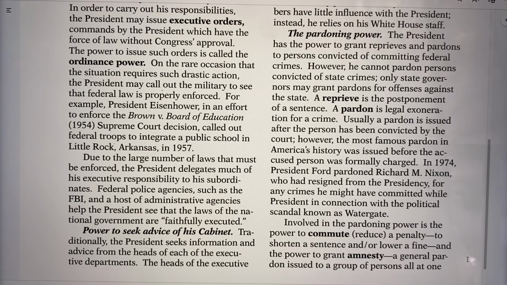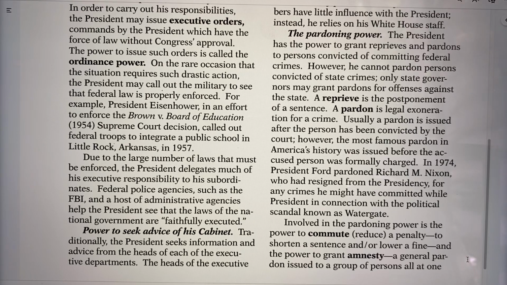Okay, number 3, power of the chief executive is the power to pardon. So he grants reprieves and pardons to persons convicted of federal crimes. They have to be federal crimes, let's just say that. If they're state crimes, governors can pardon on state crimes. So basically the president just has the right to pardon federal crimes. Federal means national crimes, so those convicted of national crimes. State crimes go to the governor, and the governors can actually pardon in that case.